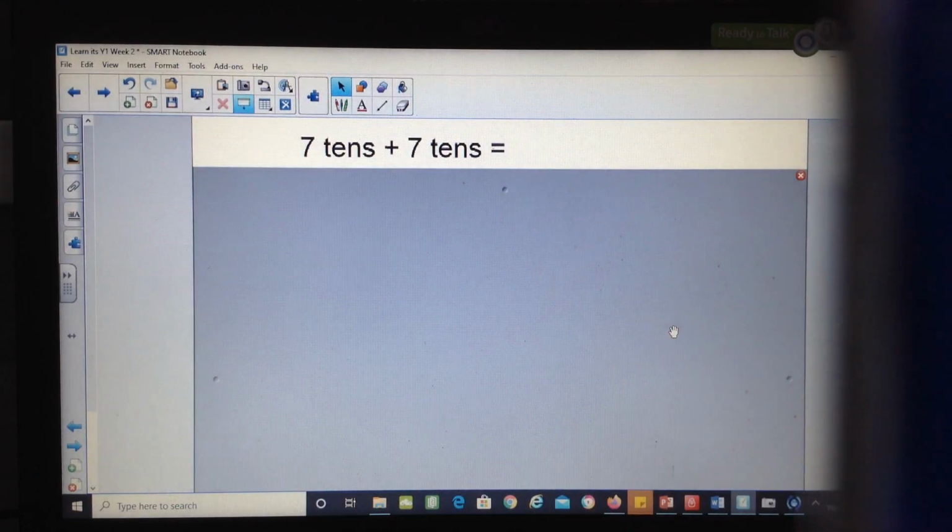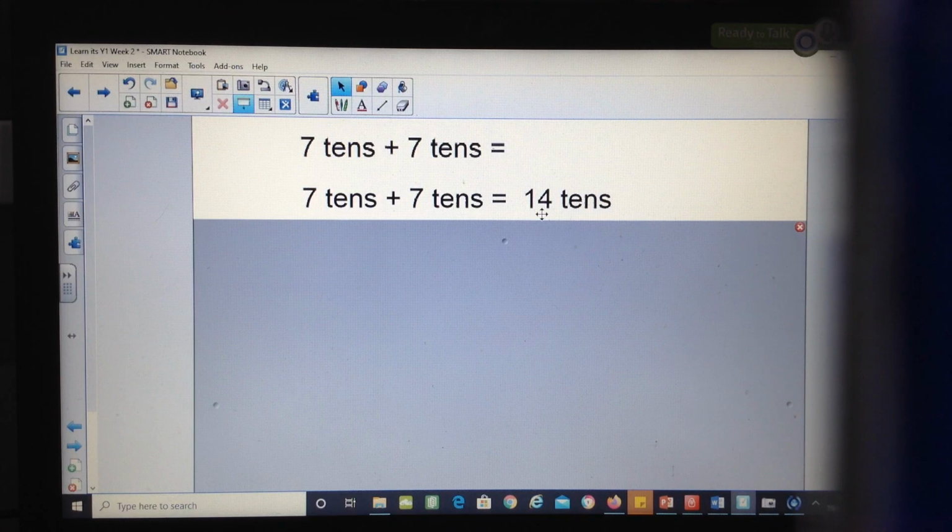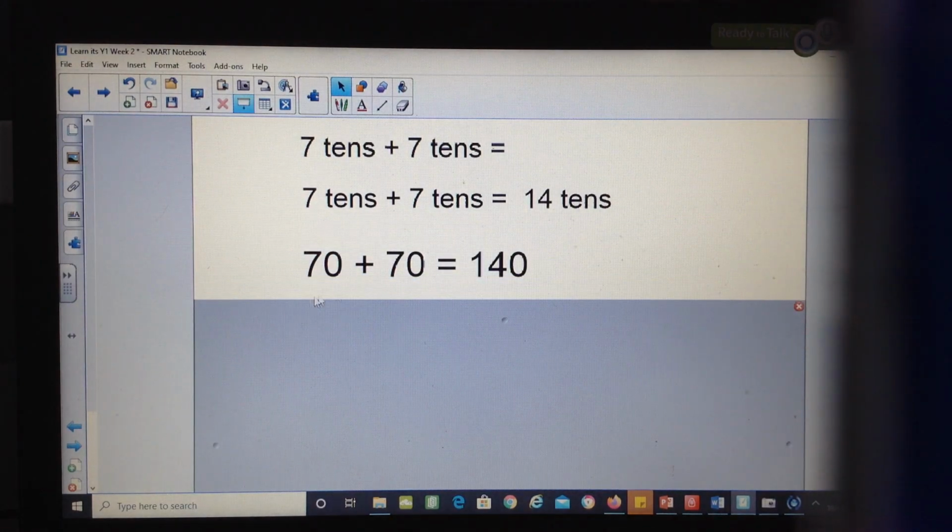Right, moving on. If we know that 7 add 7 is 14, what is 7 tens add 7 tens? Well, 7 add 7 is 14. 7 tens add 7 tens is 14 tens. But what does that look like if we write it out in numerals? 7 tens add 7 tens is 14 tens. 70 add 70 equals 140. 14 tens is called 140.